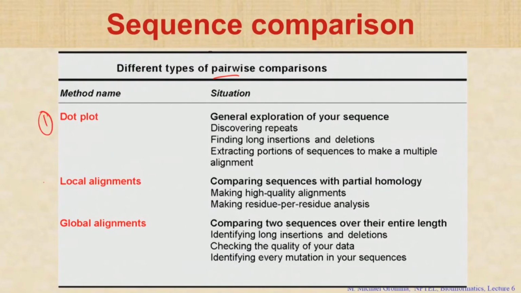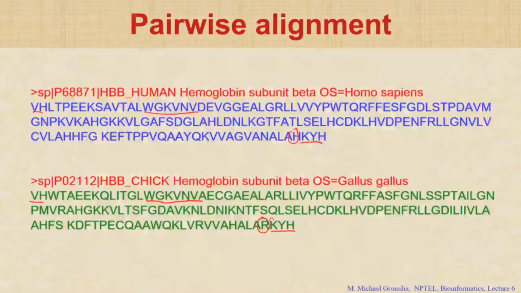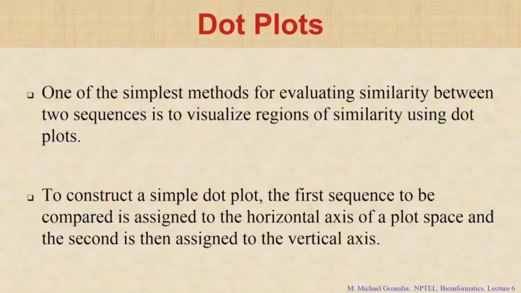Then the second one, we can do local alignments. Here, instead of the whole sequences, you can do it for some small portions, where we can have an alignment between these two sequences. Then we do a global alignment. Global alignment will give you the whole alignment for the complete sequence. For example, you can align the whole sequence or only some specific portions of the sequence. How to align the sequences and how to score them, we will discuss in a couple of classes. So, what is the dot plot?